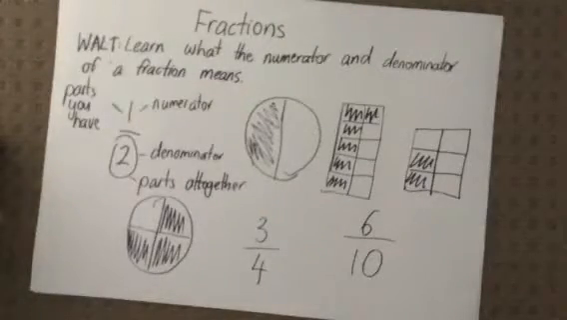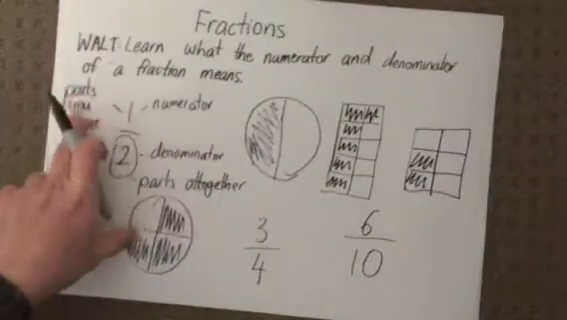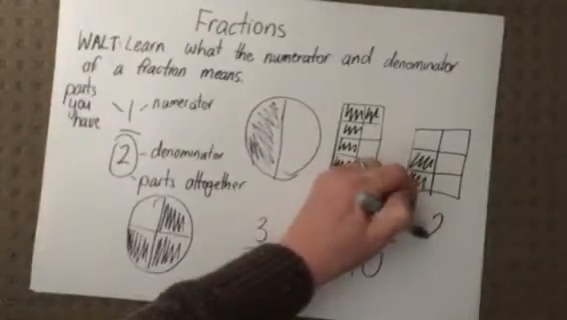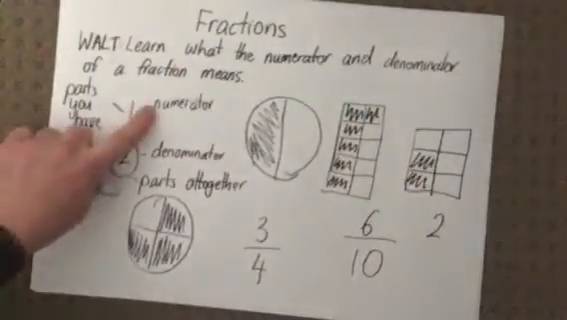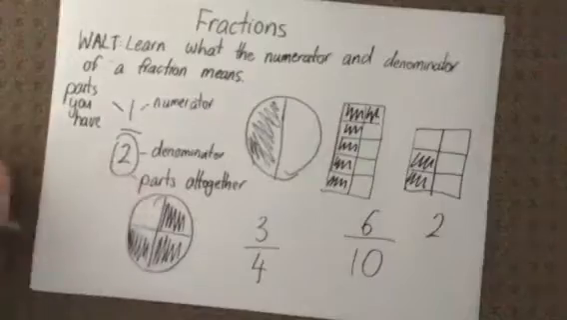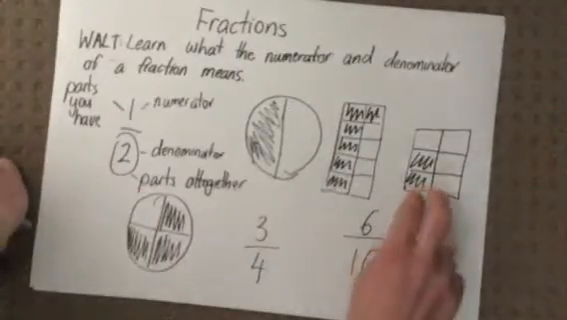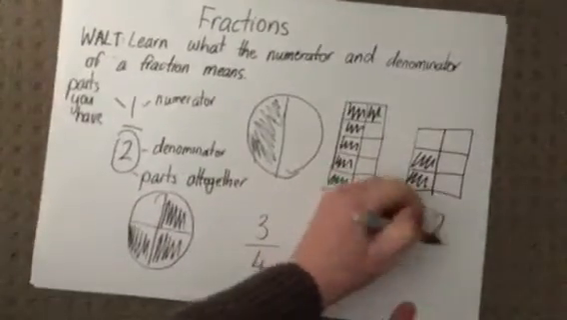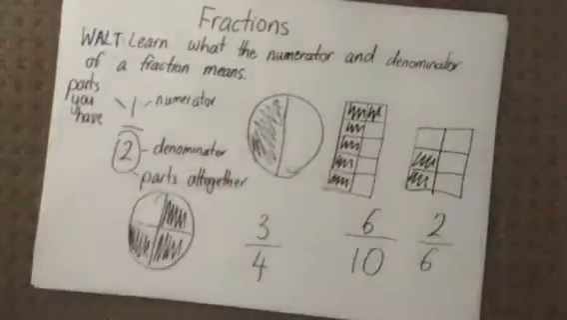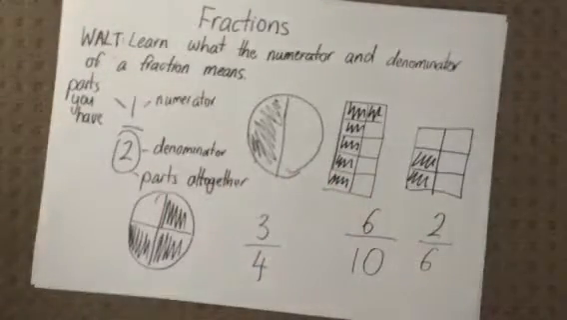So my parts, how many have I eaten? I've eaten 2 parts. And so that's my numerator. My denominator, which is down the bottom, is how many parts are all together? 2, 4, 6. Put the line there. And there, which is now 2 over 6, or as you would say, it would be 2/6.